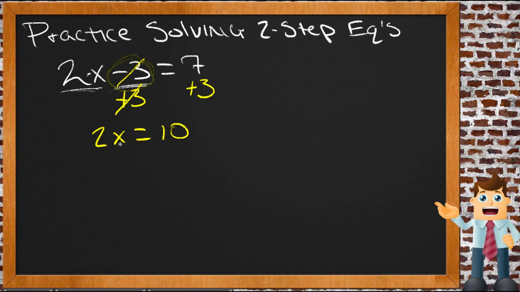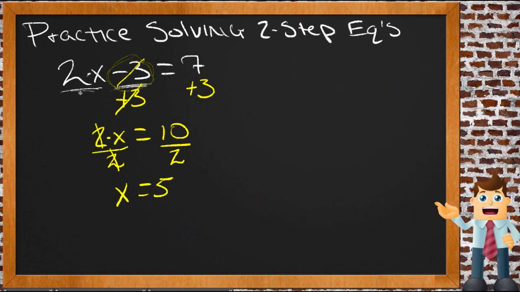And now I have 2 times x on this side, so I want to get rid of that 2. My goal is to get x by itself. So I want to get rid of that 2. It's being multiplied by the x, so I do the opposite, that's divide. Divide both sides by 2. 2 divided by 2, that's 1. And 1x is the same as just x. And then on the other side I have 10 divided by 2, that's 5. So x equals 5. If 2x minus 3 equals 7, then x equals 5.